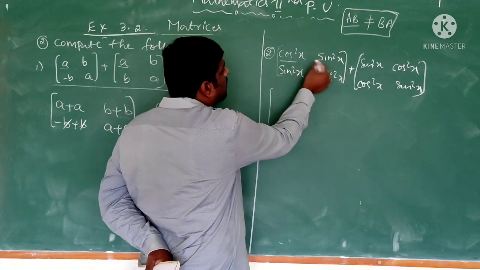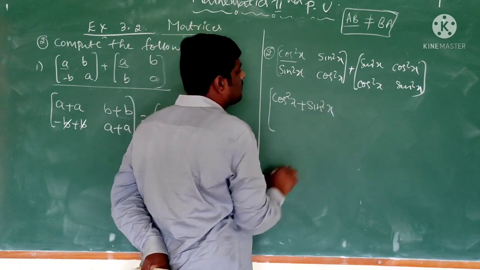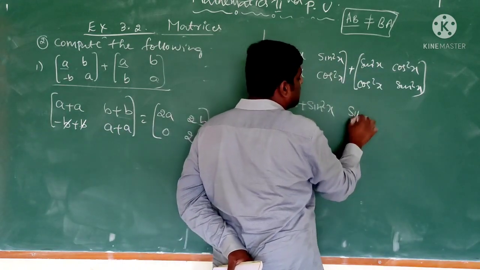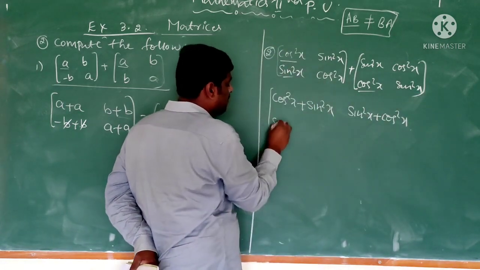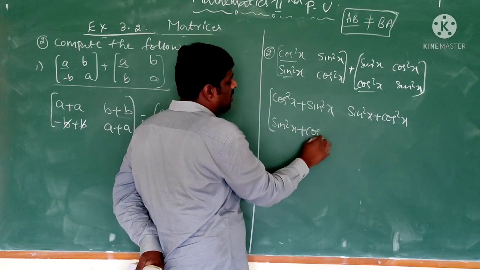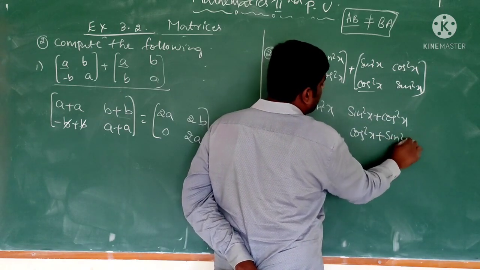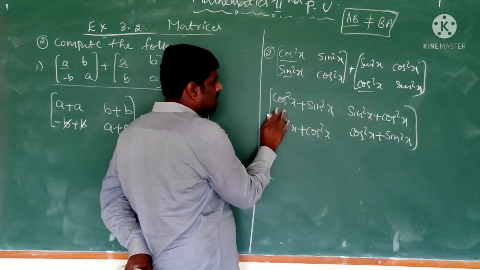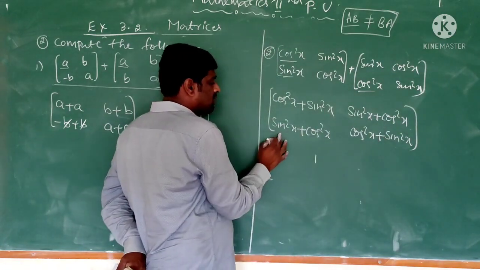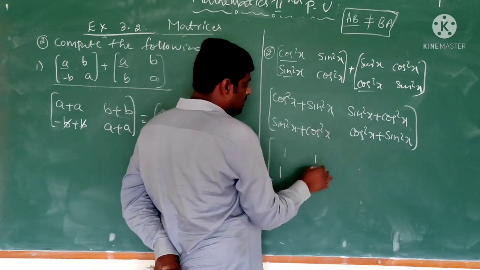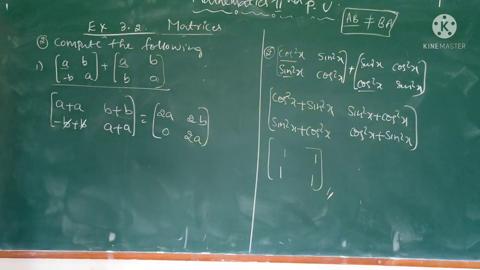Next, come here. So here corresponding elements you can add. Cos square x plus sin square x. Okay. Next, sin square x plus cos square x. Next, sin square x plus cos square x. Next, cos square x plus sin square x. Now, cos square x plus sin square x is 1. Sin square x plus cos square x is 1. Sin square x plus cos square x is 1. Cos square x plus sin square x is 1. Okay. This is the value of your given matrices.